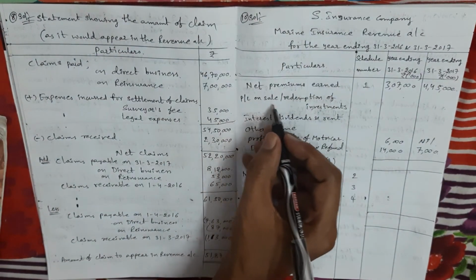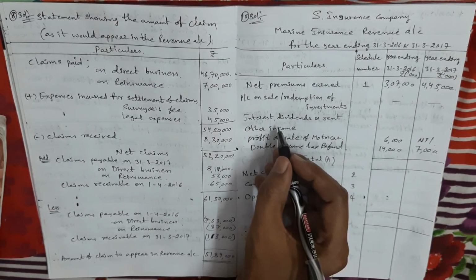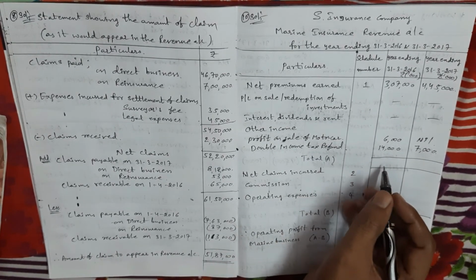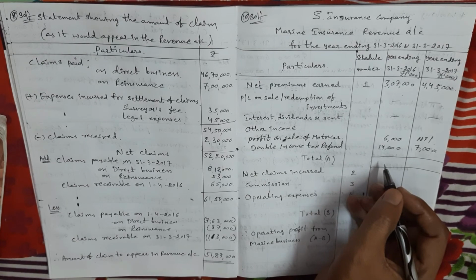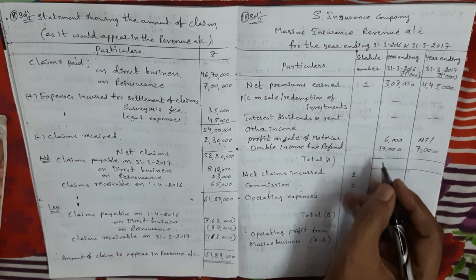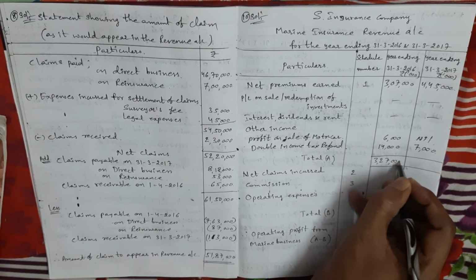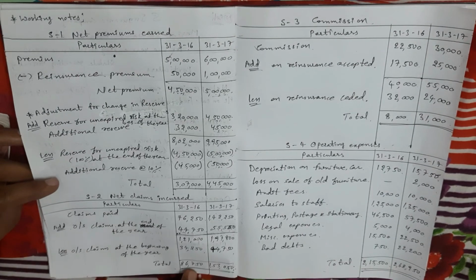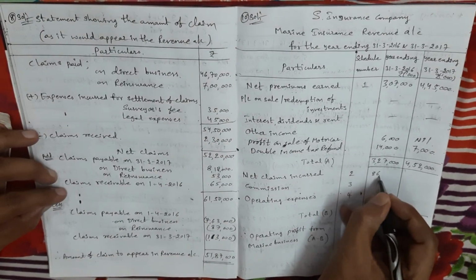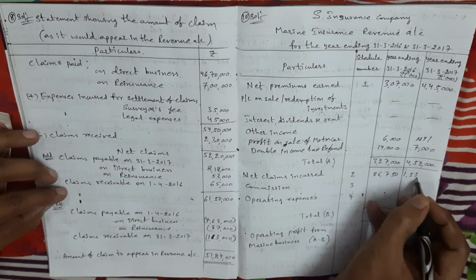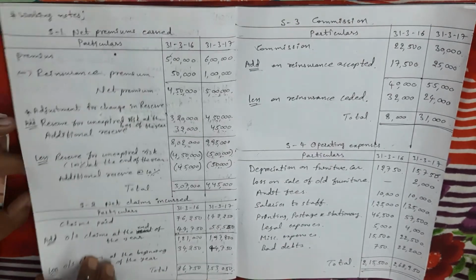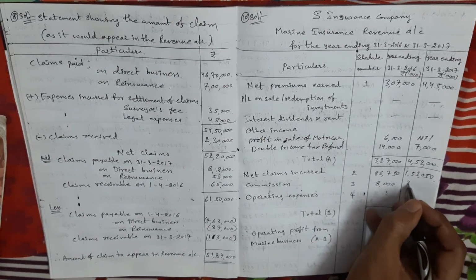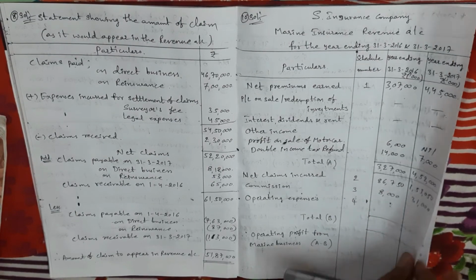Next, in this problem, profit or loss on sale or redemption of investments is not given. Next, interest, dividend and rent also not given. Okay, so other income we have already taken. So now total A. Last year total A amount is 3,27,000. In present year 4,52,000. Next, schedule number 2. Last year amount is 86,750 and present year 1,53,050. Next, third schedule. Last year 8,000, present year 31,000.